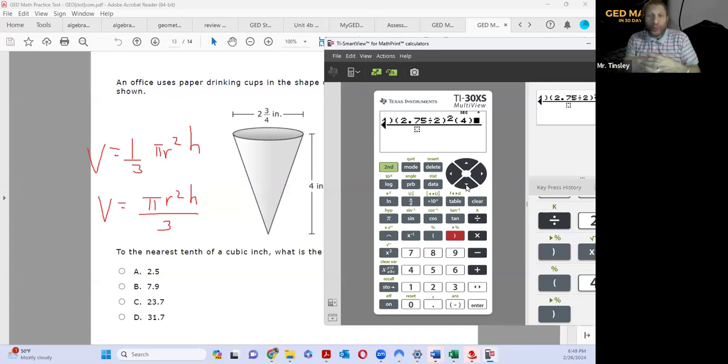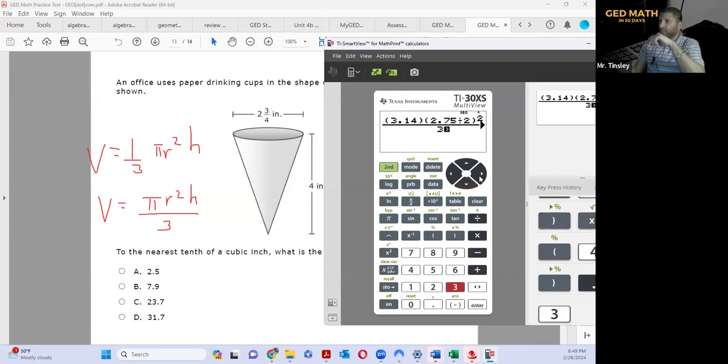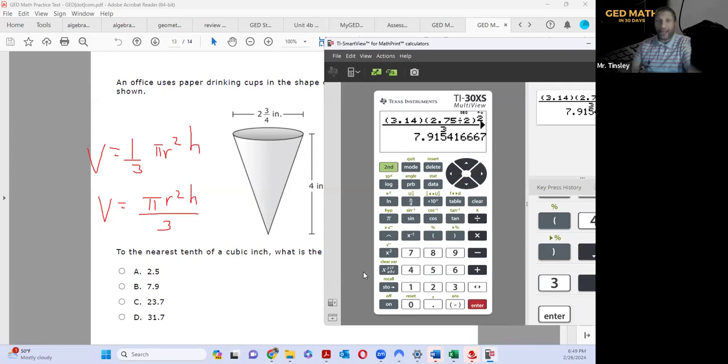So it's going to do the 2.75. Hold on, Mr. Tinsley, where'd you get 2.75? I thought it was 2 3/4. Because the decimal equivalent of 3/4 is 0.75. Now divide by 3. Get out of my fraction. I'm going to press enter. I'm done. Not even a minute. I'm done.